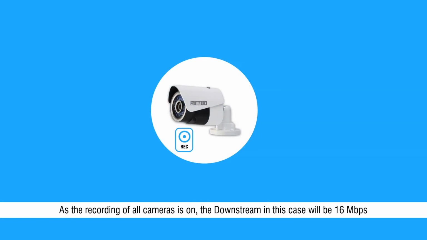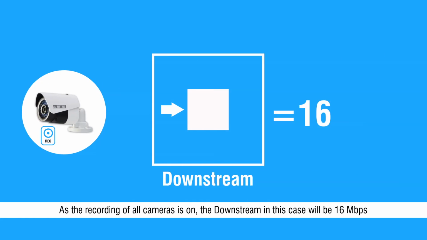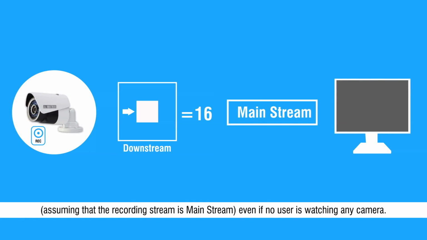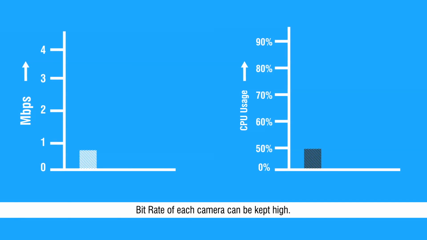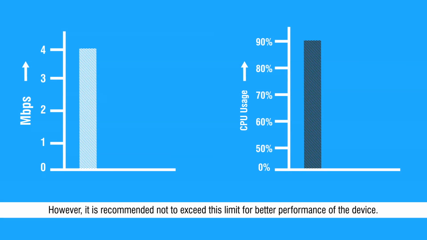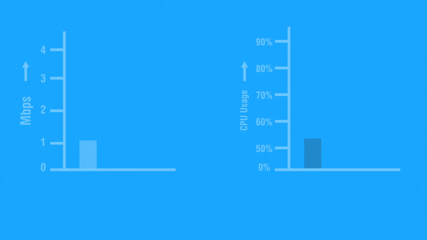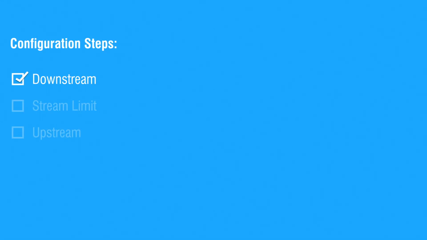As the recording of all cameras is on, the downstream in this case will be 48 Mbps, assuming that the recording stream is mainstream, even if no user is watching any camera. Bitrate of each camera can be kept high. However, it is recommended not to exceed this limit for better performance of the device. This completes the understanding about downstream.